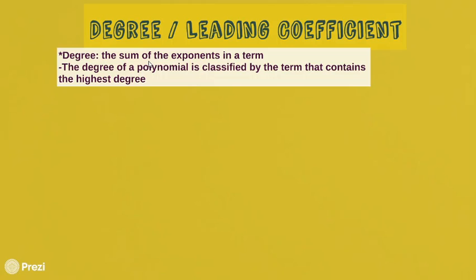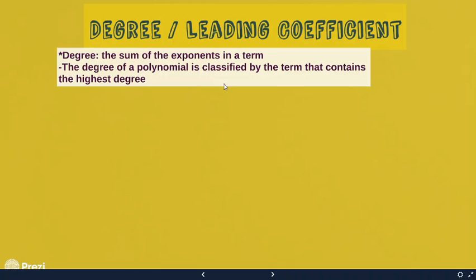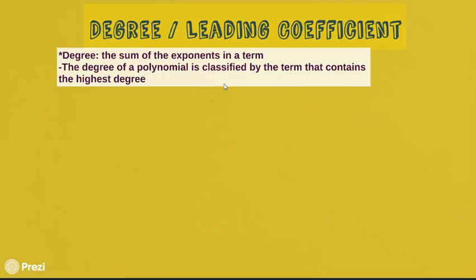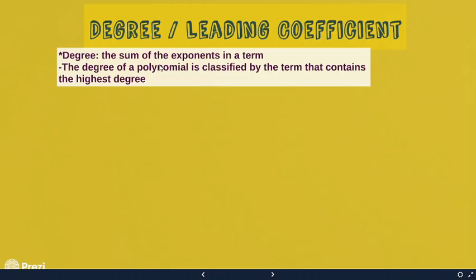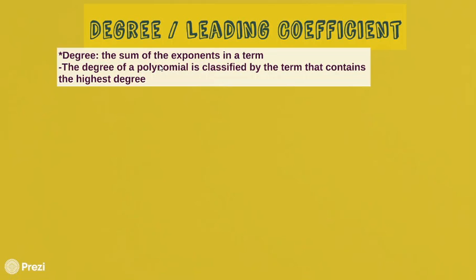Now, the degree of a polynomial is classified by the term that contains the highest degree. So once you add up all the exponents within that one term, whichever term has the largest degree will actually be the degree of the entire polynomial. Now, for the sake of this class, basically the degree of your polynomial is going to be the term that has the highest exponent. So look at which x in your expression has the highest exponent, and bam, that will be your degree.